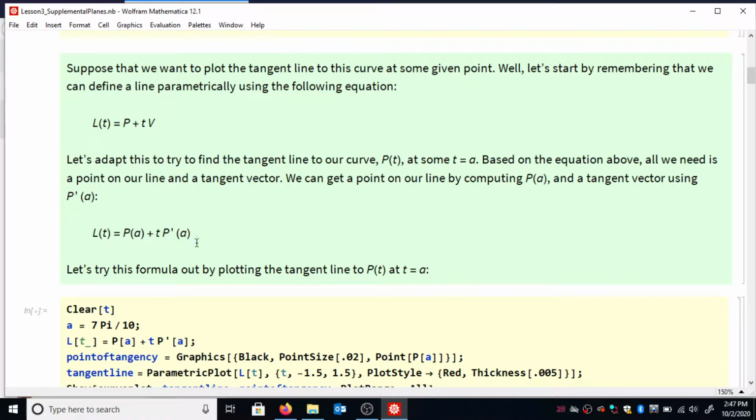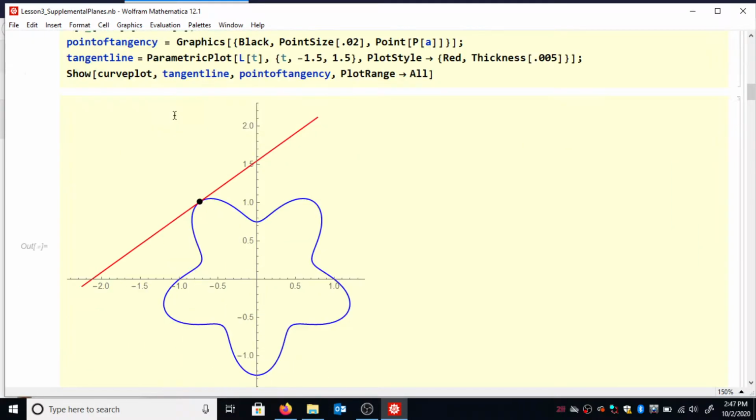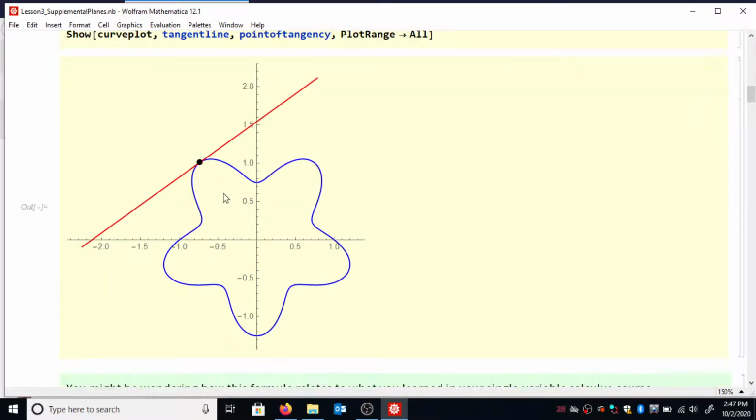And I could show you that it works, so I ran this through Mathematica, and you could see the formula right there, and I picked a point of tangency that I came up with here, and we have a tangent line to our star shape at some particular t value that I picked out.